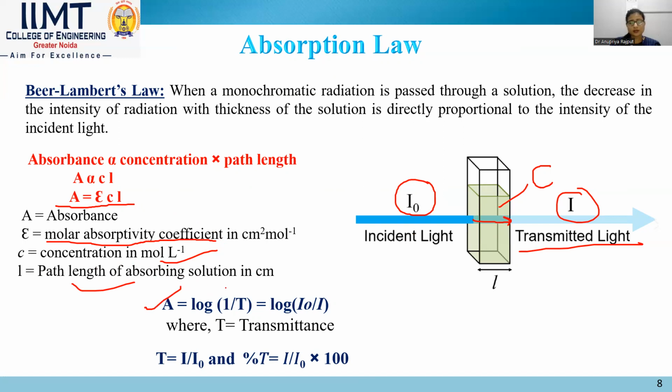Absorbance we can also calculate in terms of transmittance, because transmittance is the transmitted light divided by the incident light. When we multiply by 100, we can calculate the percentage of transmittance. That means how much percent of light is transmitted and how much percent of light is absorbed by the sample.